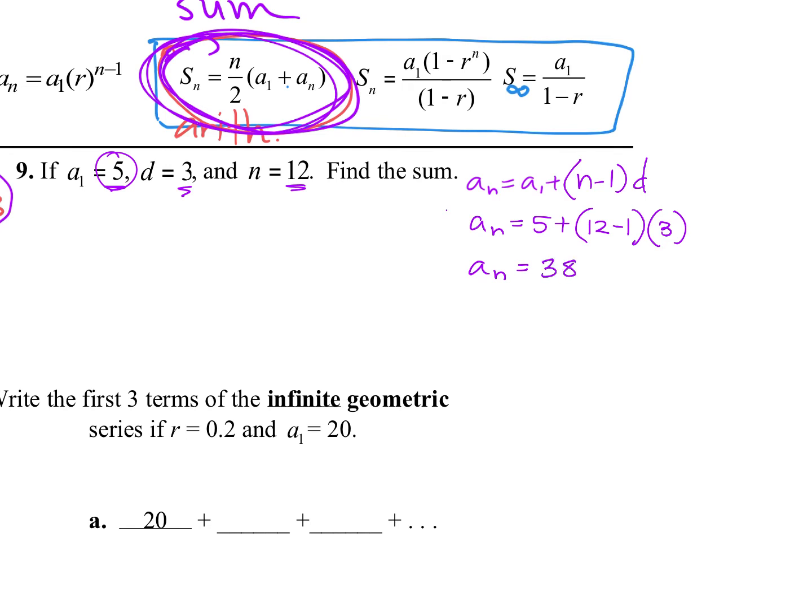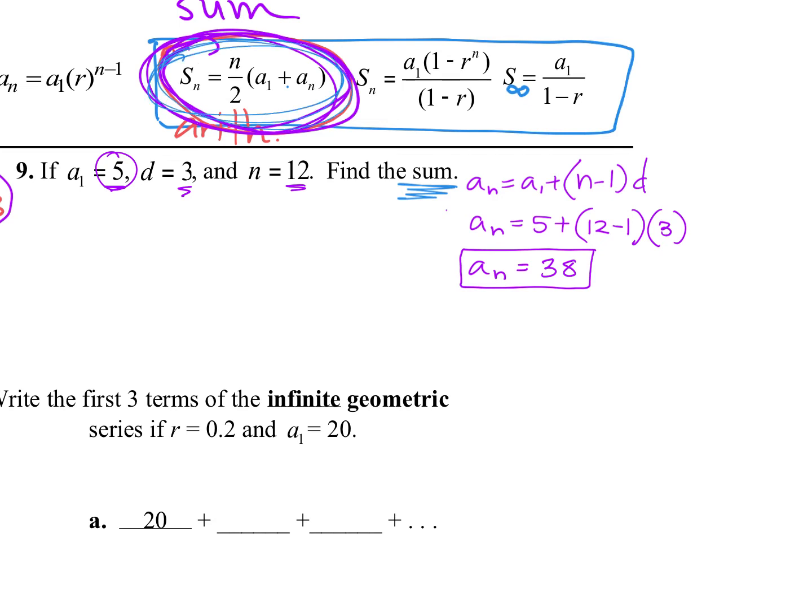Okay. A sub n represents what again? The last term. Okay, so we need that to find the sum. Is this arithmetic or geometric? You should know based on what we just did. Arithmetic, right? We had a common difference. So that means we want the arithmetic sum formula.